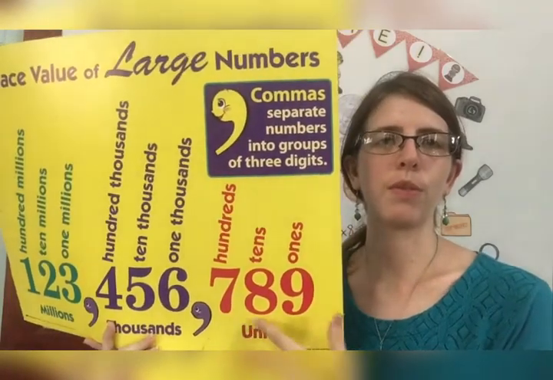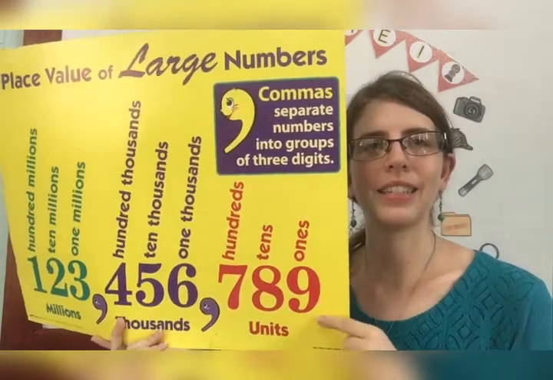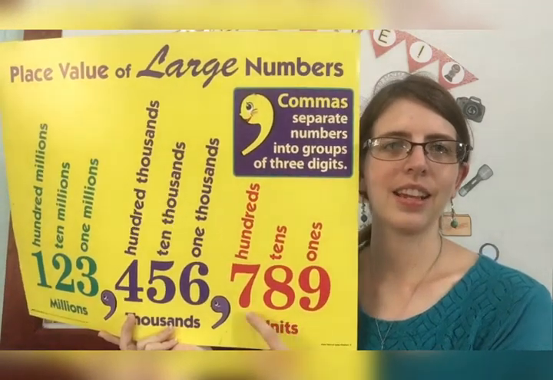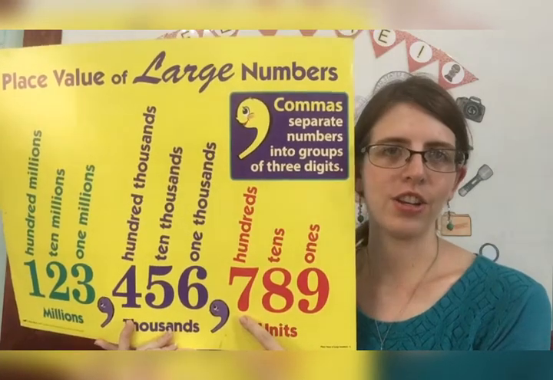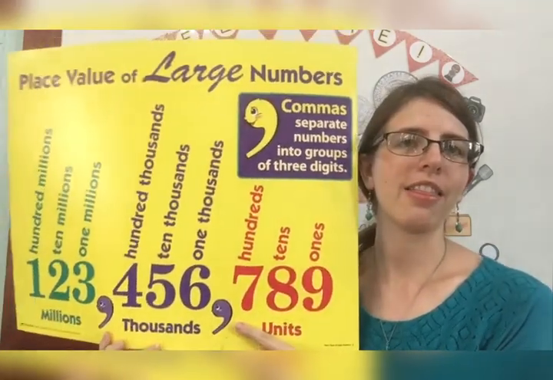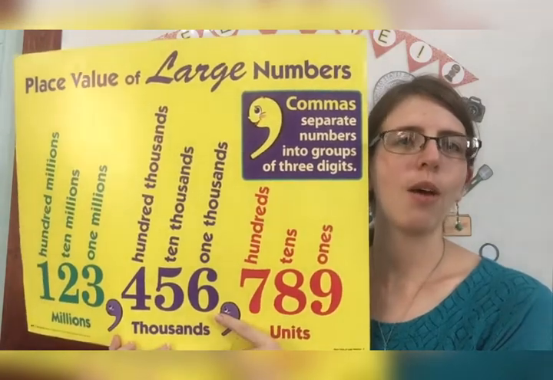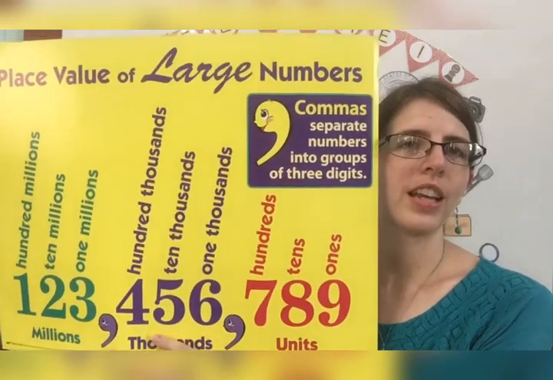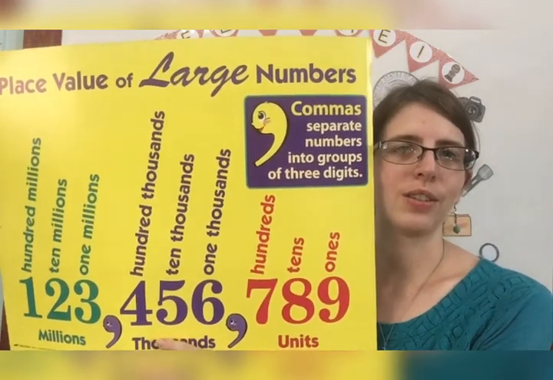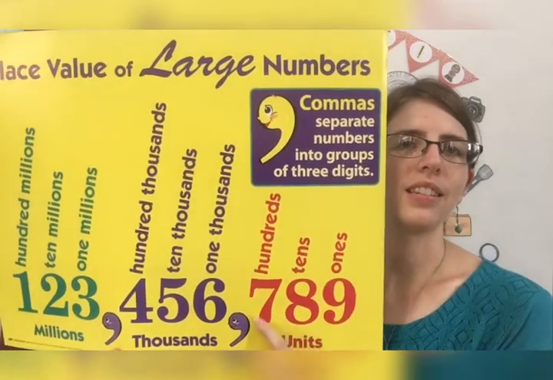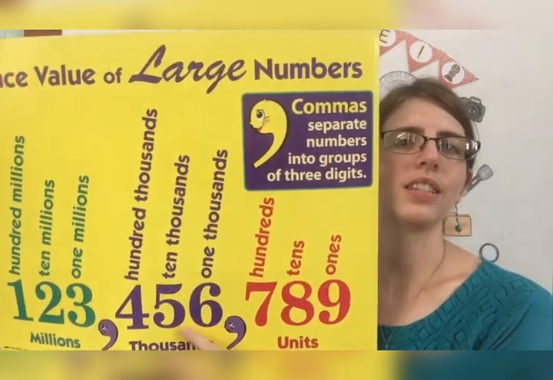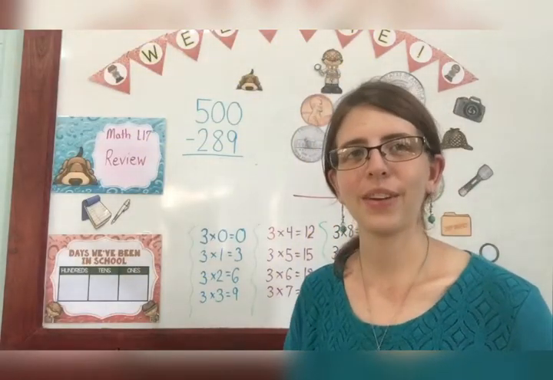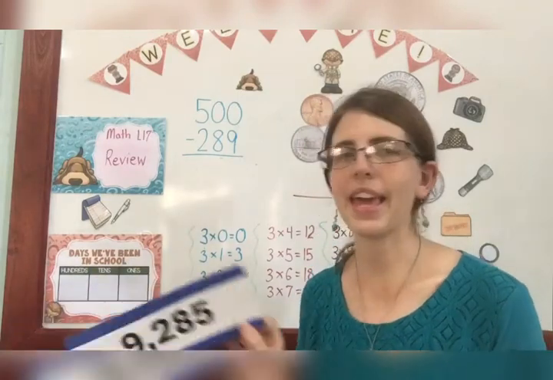So in our first group of 3 digits, we have the first place is the ones, second is the tens, and third, the hundreds. Very good. Then we go to our thousands group. First is the 1000s, second is the 10,000s, third is the 100,000s. So say them with me. Ones, tens, hundreds, 1000s, 10,000s, 100,000s. Very good.